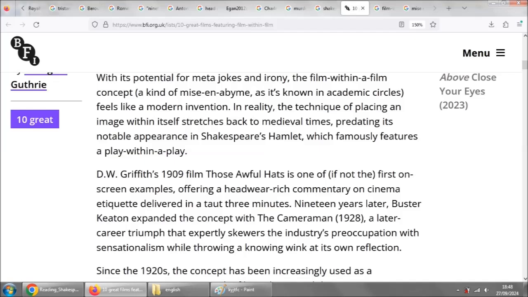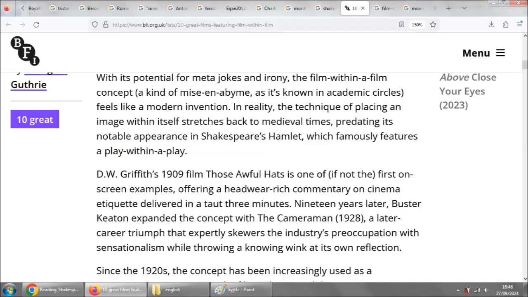So they say that Shakespeare's Hamlet has a film within a film, which famously features a play within a play. So even in the 20th century, people say, you could tell us. In the modern day, what do we know?